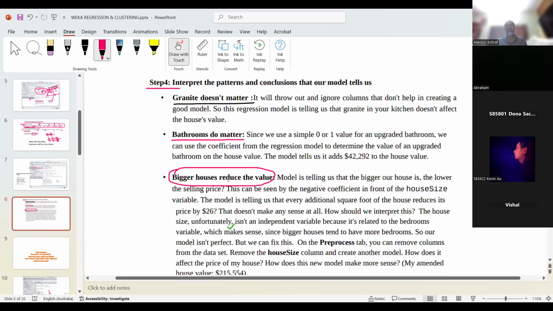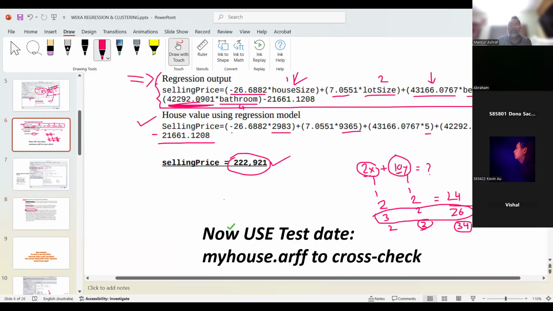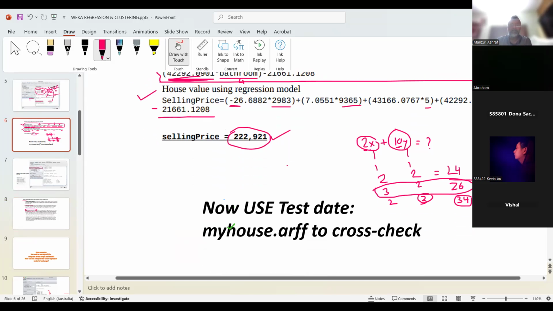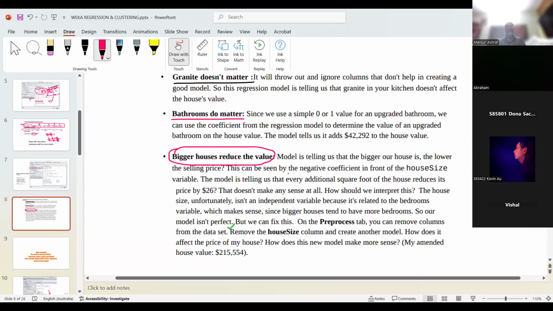Why does a bigger house reduce the value? Because the house size has a negative coefficient. Can you see the negative 26, minus 26? So minus 26 is the house size. If you increase the house size, it will be a big number in minus, so the overall price will go down. I think it makes sense. And granite doesn't matter. And what else? That's it. So these are the three conclusions.